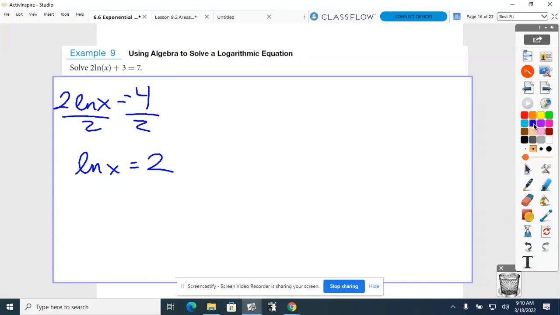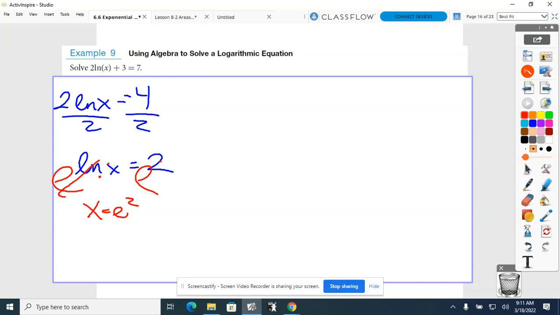Now I have an ln that's all alone, and I'm stuck. So switch it to e. Use the e. You can stick a big e here, and then you get x equals e to the 2. Or you can go e to the 2 equals x. You can do the convert thing, or stick e on both sides. e squared, that's the answer.